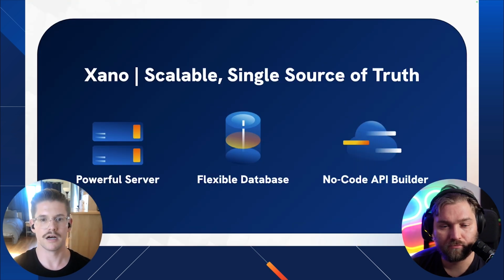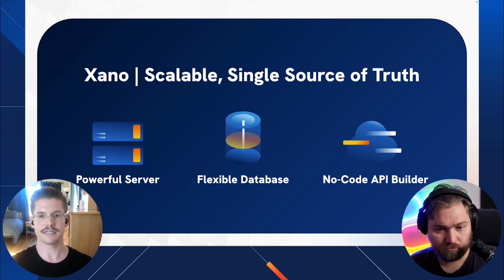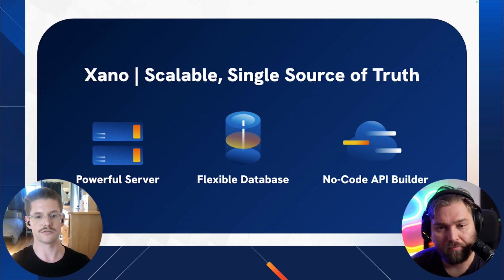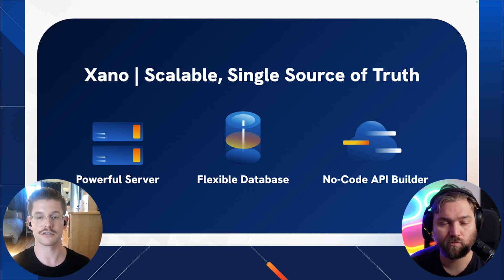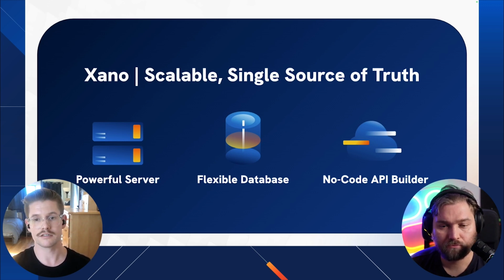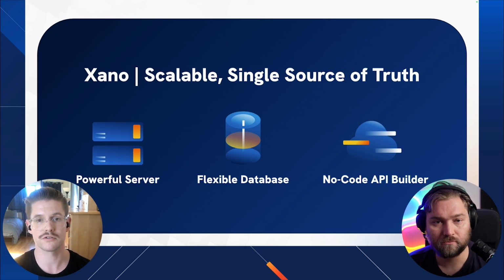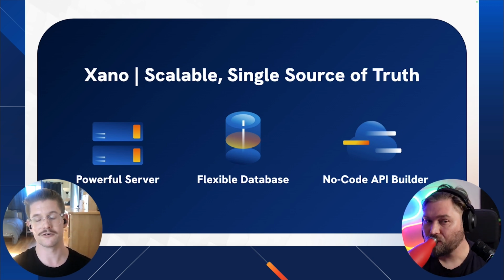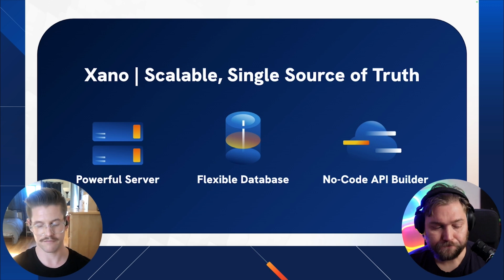So speaking more specifically about Xano, Xano is a scalable single source of truth. So once again, a powerful server. So we deploy a single tenant instance. So you are on your own server with your own server resources that you can scale to the moon, a flexible PostgreSQL database. So we consider that one of the most flexible databases in the world that can be scaled both horizontally and vertically, and a no-code API builder. So a way to create all of your business logic in a no-code framework and iterate very, very quickly.